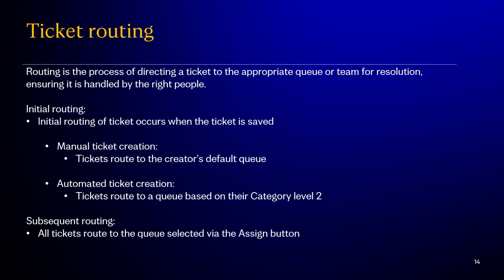For manual ticket creation, tickets route to the creator's default queue. For automated ticket creation, tickets route to a queue based on the category level 2. For subsequent routing, all tickets route to the queue selected via the Assign button.